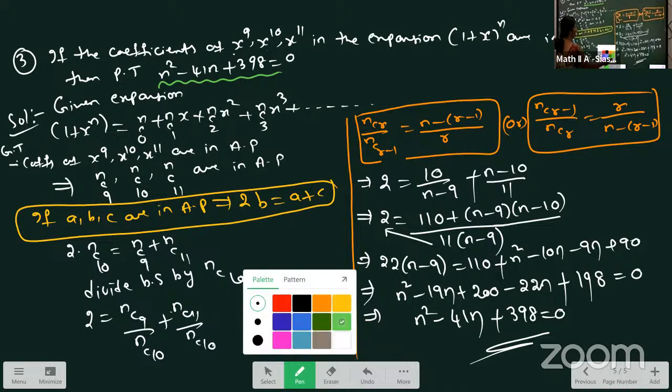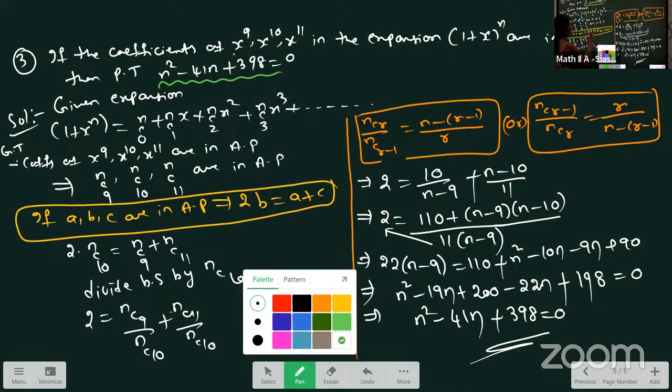So here one thing we have to notice. First, expand the given expansion, identify the coefficients of x power 9, x power 10, x power 11 that are in AP. Apply the AP condition, that is 2B is equal to A plus C. Divide both the sides by NC10. And instead of simplifying directly, if you remember the fundamental formulas, the calculation becomes easy. So this is how the question goes if numerical numbers are there. This is the way you have to do it.